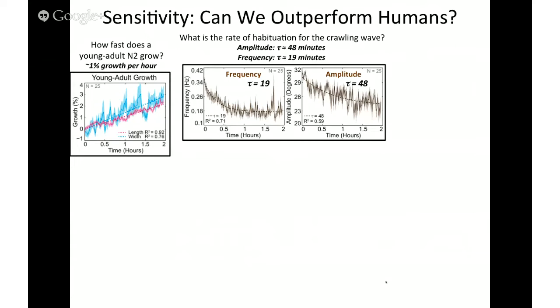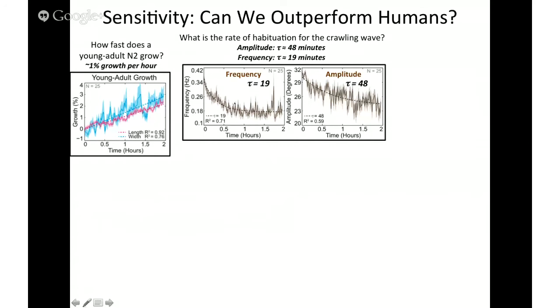So in this case, you can actually see a trend. On this graph, what you're seeing on the y-axis is either the frequency or the amplitude of the wave. On the left is the frequency, and in the rightmost graph here is the amplitude of that wave. So essentially, how fast the wave propagates along the body and how big are the bends along time. And you can see that within about a half hour, the frequency of that wave reaches some steady state here.